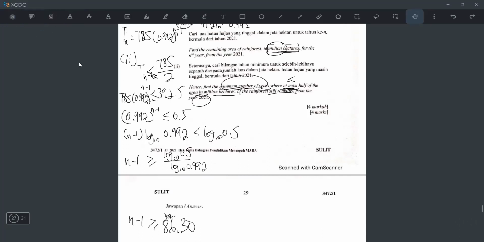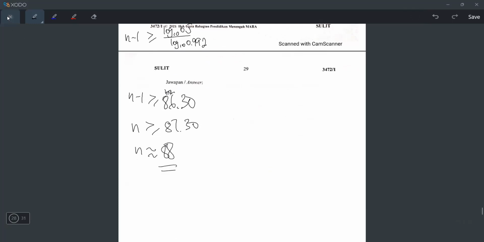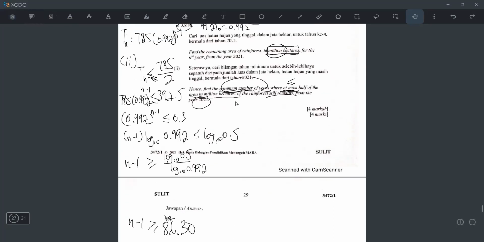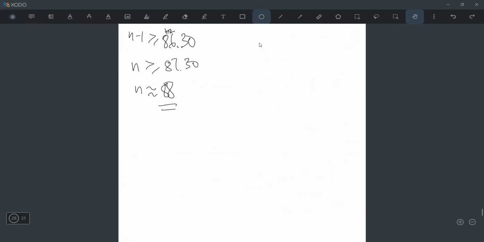It means 88 lah. It means at least, okay. I speak in Chinese pula. Means minimum it will take 88 years for the forest to live at most half, for the area to be at most half the beginning, half of 785 million. Okay, so the answer is 88. All right, that's all. That's the answer.